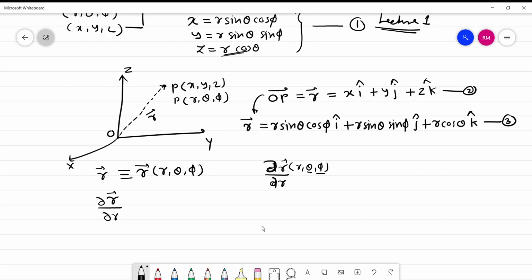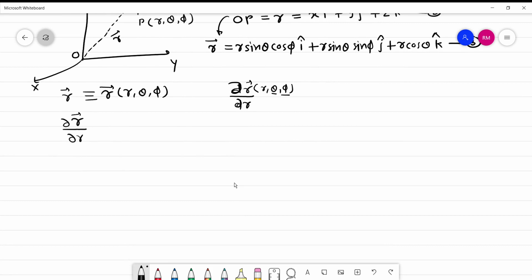Similarly, I want to find the derivatives delta r bar by delta theta and delta r bar by delta phi. Taking a derivative simply means you are finding the change in that quantity with respect to another quantity, like the change in r bar with respect to r, right? I mean, r is not the position vector, it is the magnitude of the position vector. And then you want to find the change in r bar with respect to theta and then the change in r bar with respect to phi. Okay, let us do that.